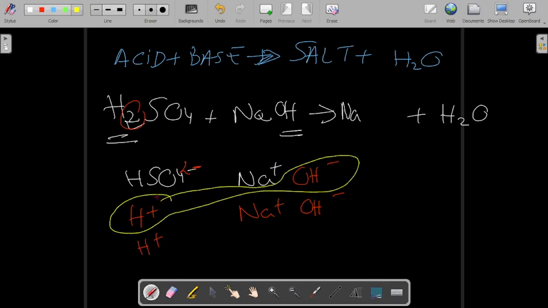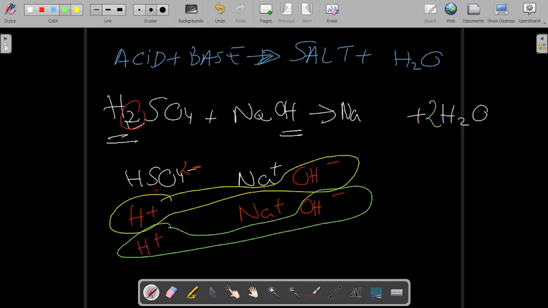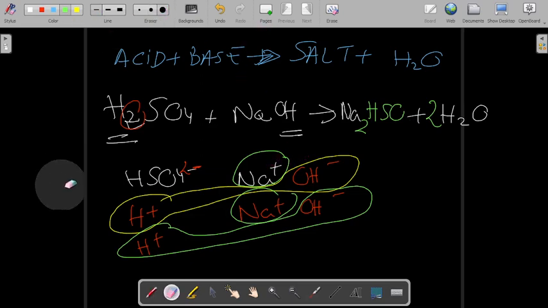These will create 1 molecule of water, and these will create another molecule of water. So you're going to create 2 molecules of water. And what are you going to be left with? 1 and 2 sodiums, which is perfect because you have 2 negative charges to neutralize. So you're going to have 2 sodiums and this polyatomic ion to create a salt. Now, are we gonna leave it like that?